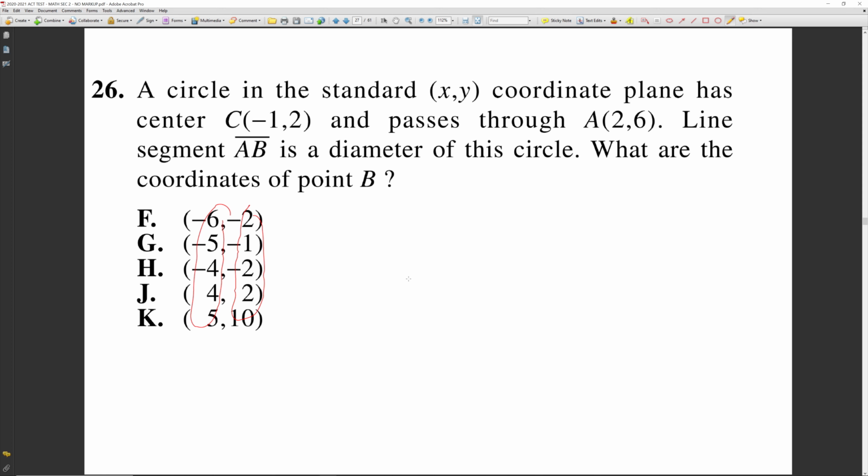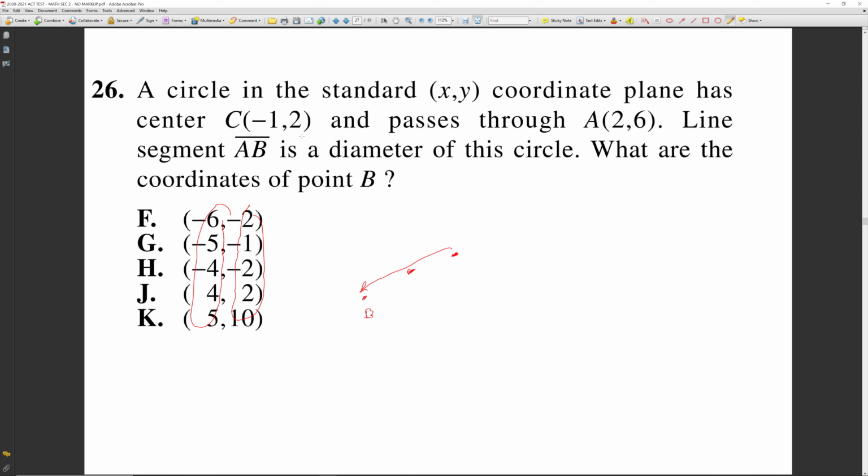A circle in the standard xy coordinate plane has a center C at (-1, 2) and passes through A (2, 6). Line segment AB is a diameter of the circle. What are the coordinates of point B? So we have our center here and our A point here. So we're looking for the B point, which is the other end of the diameter, so our B point will be here. So I'm just drawing this as an example. So what we need to do is to know the difference in the x.